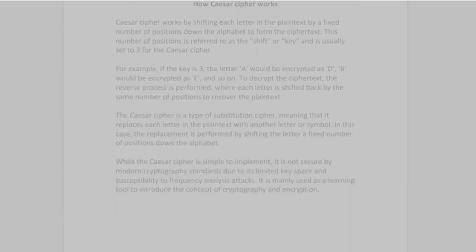How Caesar cipher works. Caesar cipher works by shifting each letter in the plaintext by a fixed number of positions down the alphabet to form the ciphertext. This number of positions is referred to as the shift, or key, and is usually set to 3 for the Caesar cipher. For example, if the key is 3, the letter A would be encrypted as D, B would be encrypted as E, and so on. To decrypt the ciphertext, the reverse process is performed, where each letter is shifted back by the same number of positions to recover the plaintext.